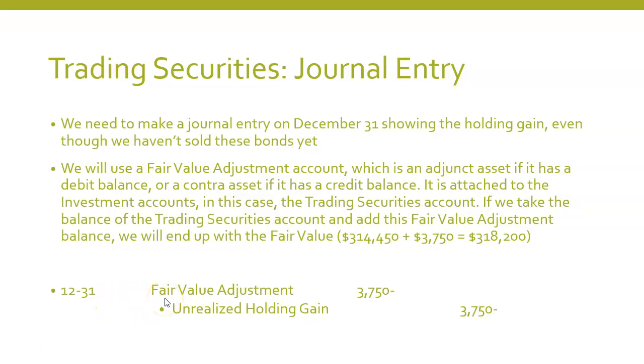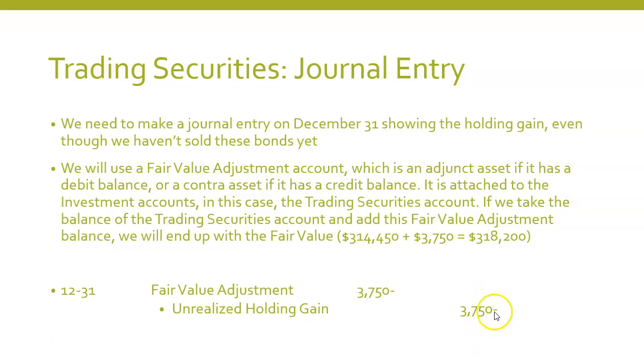Since it's an unrealized gain, that is something we're going to add to the value. Then we're going to debit the fair value adjustment account, which in this case is an adjunct asset. That means it's attached at the hip to another asset, but it has the same side balance. So assets are debit balances, and this has a debit balance. So that's called an adjunct account. And we're going to credit unrealized holding gain for $37.50.